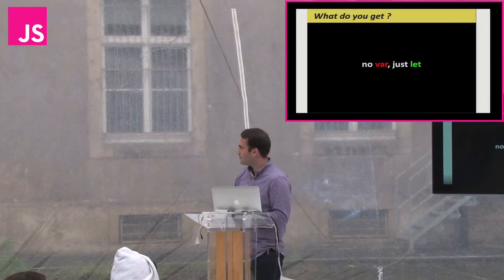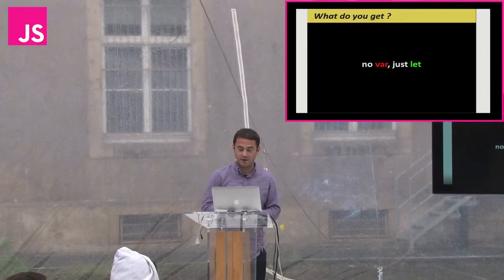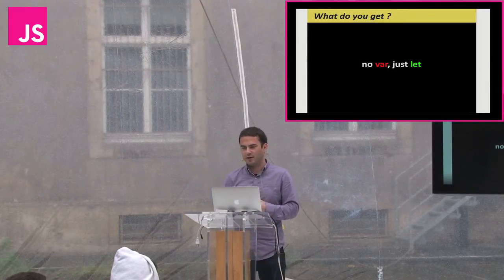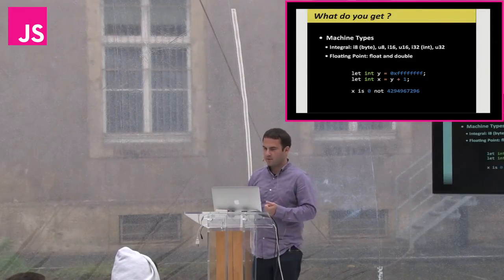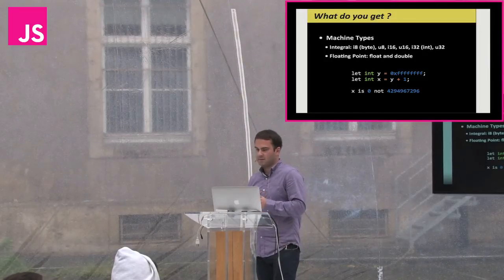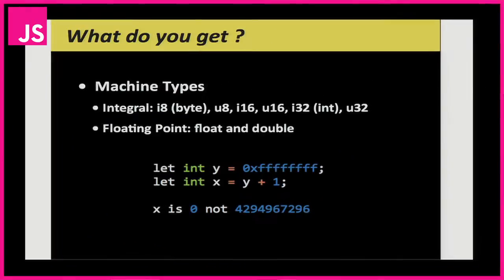All right. So what do you really get? Well, the first thing you get is there are no more var statements. It's just let. This is to make it look more like C, C#, Java, and so on. Block scoping. You get machine types. So if you declare a variable y, which is the maximum integer size, and you add 1 to it, you don't get overflow into a double. You just end up with 0.